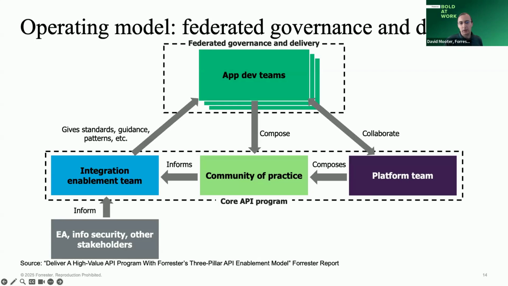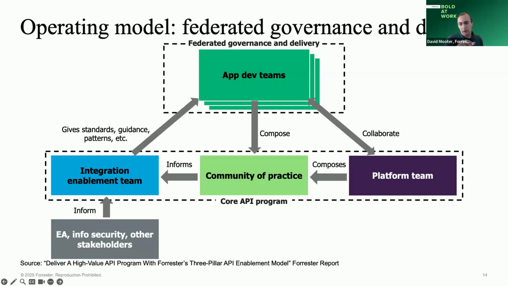On the right, also part of the core API program, is a platform team that collaborates with app dev teams to develop that tech stack I was showing you earlier, that first pillar. How do we make that comprehensive API platform more automated, more self-service for app dev teams, so that they don't have to open a ticket to the API team to publish an API in many cases. And the key there is platform engineering and thinking of the application developers as your customers, and that you're developing the infrastructure for them with that customer mindset.